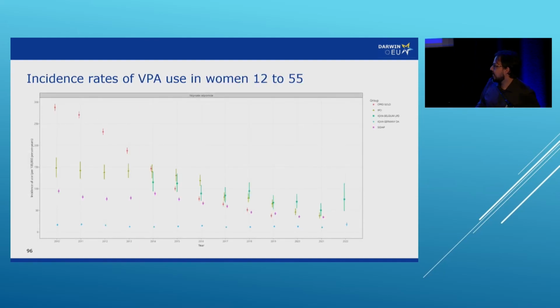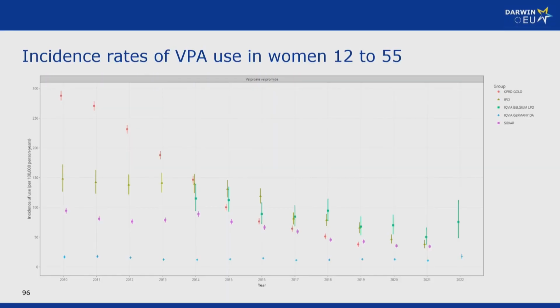And here are the results. As you see, they are different. This is incidence rates. But as you see, what is more or less consistent for all databases is that there's a decrease of incidence. It started before, but after 2014, there was a decrease in all databases, and then it stayed low after 2019, that were more or less the points where the EMA issued these recommendations.